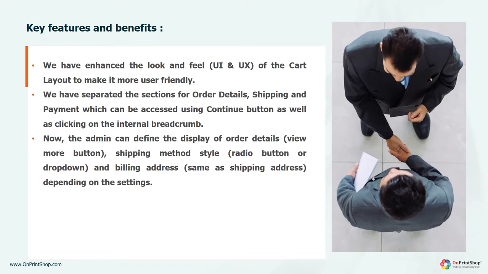We have separated the sections for order details, shipping and payment, which can be accessed using the continue button as well as clicking on the internal breadcrumb. Now the admin can define the display of order details, view more button, shipping method style, radio button or dropdown, and billing address same as shipping address, depending on the setting. Let's have a look at the storefront.